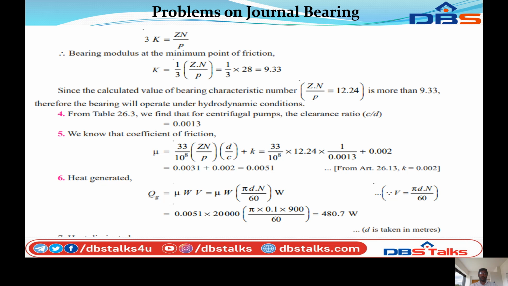Next we can calculate the heat generated. Qg is equal to mu into W into V. Since V is equal to pi d n by 60, this is the standard formula. So substitute the values. Mu is equal to 0.0051 into W 20,000 into pi into 0.1 into 900 by 60. So next we calculate Qg is equal to 480.7 watts.